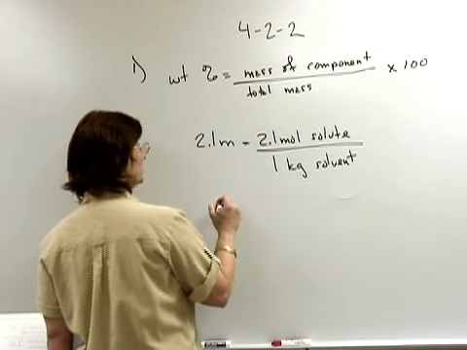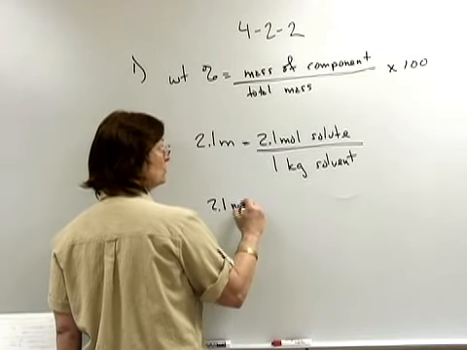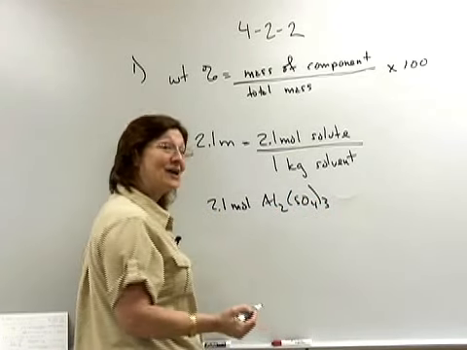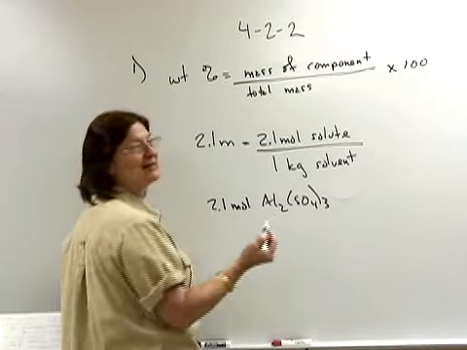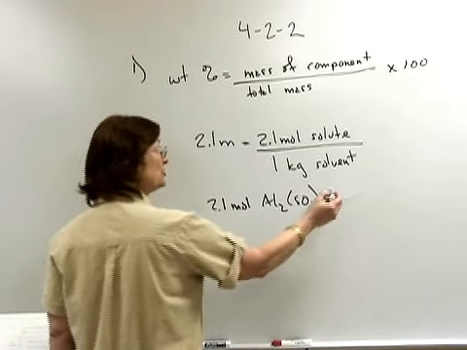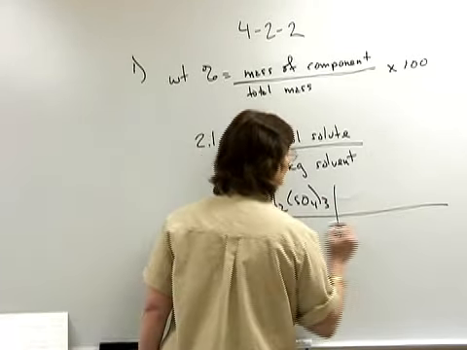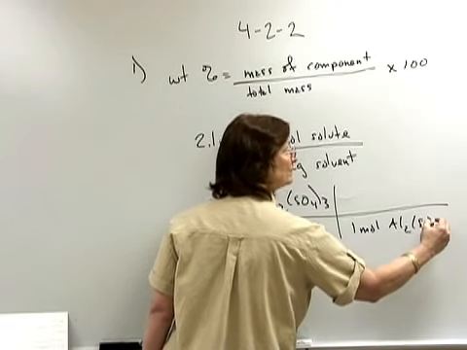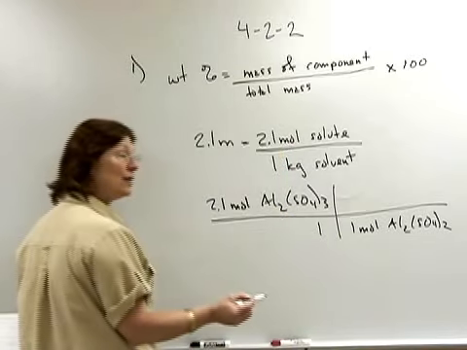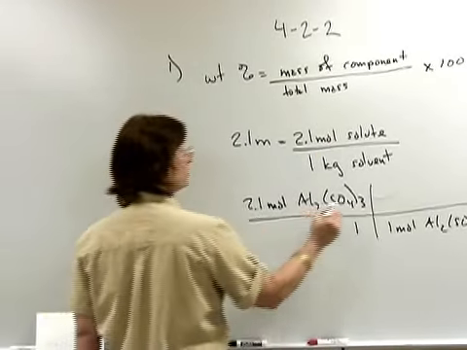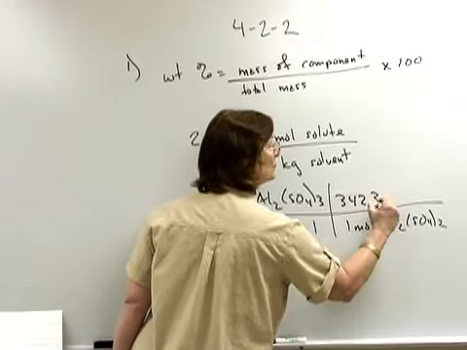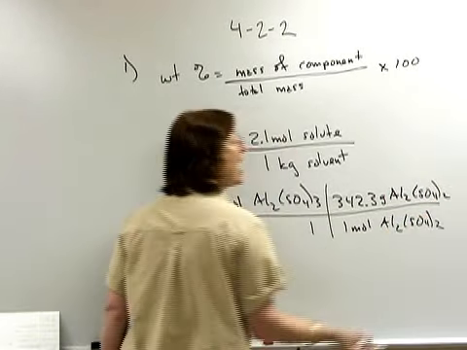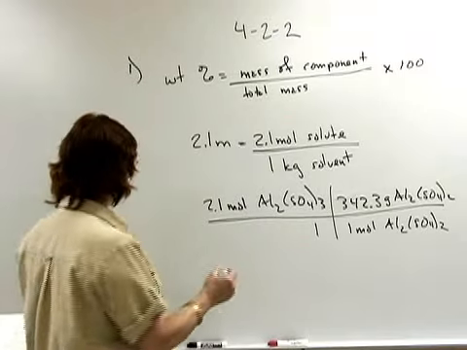And therefore, I'm going to take my 2.1 moles of aluminum sulfate, and I hope you got that formula correct. I would expect you did. And change it to grams. And 1 mole of aluminum sulfate has a total AMU of 342.3 grams of aluminum sulfate. And that is from the sum of the AMUs.